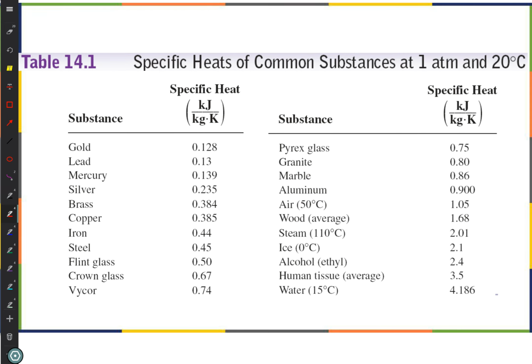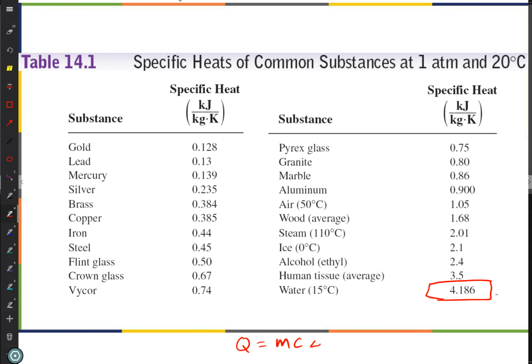Here are specific heats for different materials. And there's something really important to notice. Specific heat of water, 4.186 kilojoules per kilogram Kelvin. So remember, Q is equal to MC delta T. So since C is large for water, that means if I put in a bunch of heat, the temperature change is not going to be very large because that C is very large. So water is a good temperature buffer, if you will, using a chemistry term. We call it a heat sink in physics terminology.